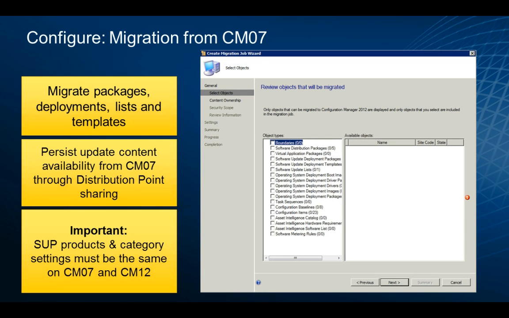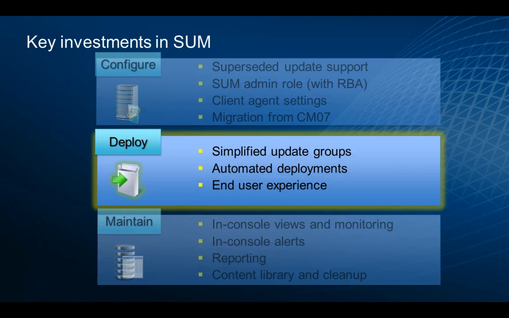An important point to make here is software update point products and category settings must not be the same on CM07 and CM12. You can see on the right a collection of summary screens that shows the reviews of objects that will be migrated, and you can see in there things like software updates is included in that migration wizard. So let's now talk about the second key investment area around deployment.